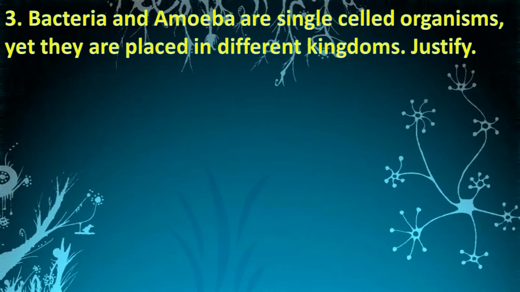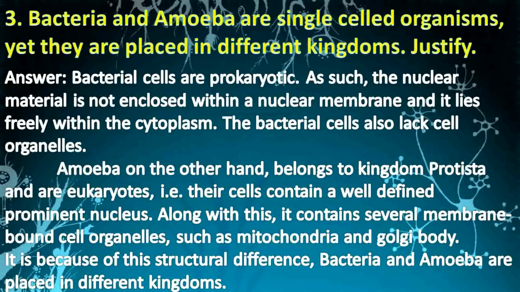Bacteria and amoeba are single-celled organisms, yet they are placed in different kingdoms. Justify. Answer: bacterial cells are prokaryotic. Such that the nuclear material is not enclosed within a nuclear membrane, and it lies freely within the cytoplasm. The bacterial cells also lack cell organelles.